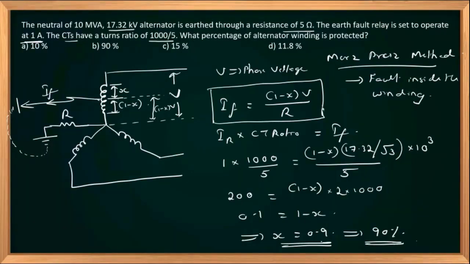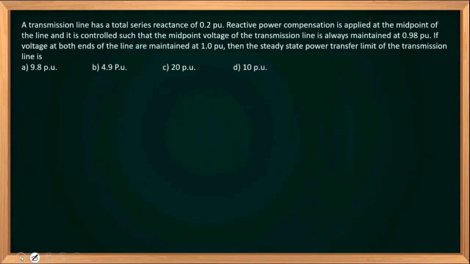Right. So in this problem only, the thing is the fault current is not directly taken as 1 ampere. Instead, the fault current will be the actual fault current multiplied by the relay current multiplied by the CT ratio. So 1 ampere multiplied by 1000 by 5 is your fault current. So in this case, 90% of the winding is protected. So the answer is option B. Right. We'll move to the next question.